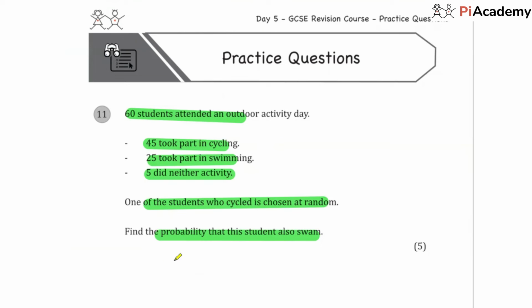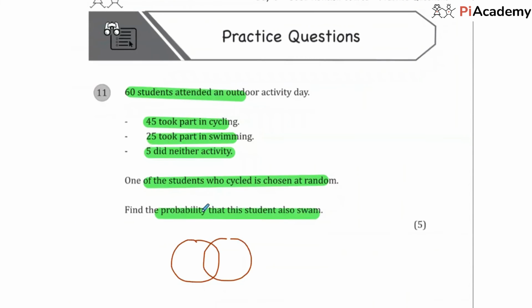Yes. So basically, you're going to draw a Venn diagram. So when you know 5 did neither activity, you're going to do 60 take away 5. So we know 55 people as a whole did the activities. You realize that 25 people took part in swimming, and 45 took part in cycling. So 10 would go to the cycling section.